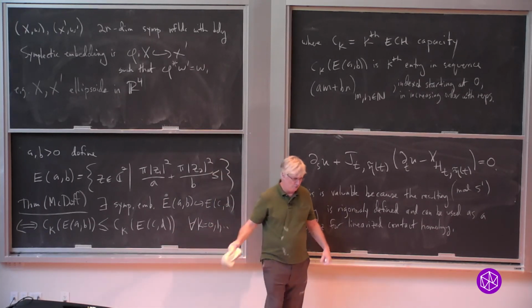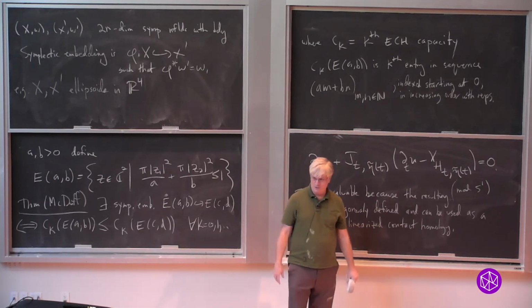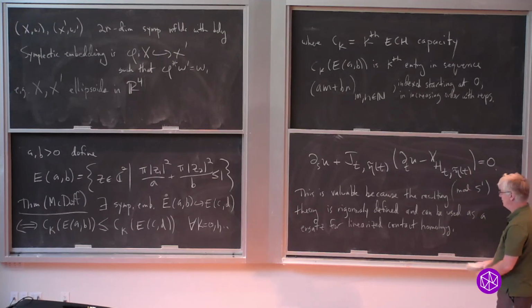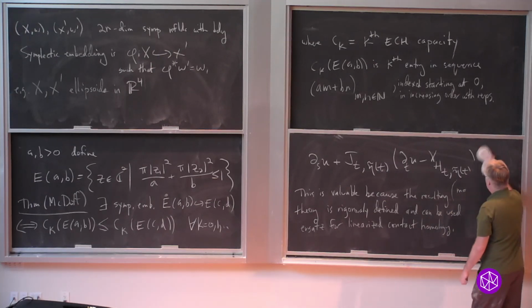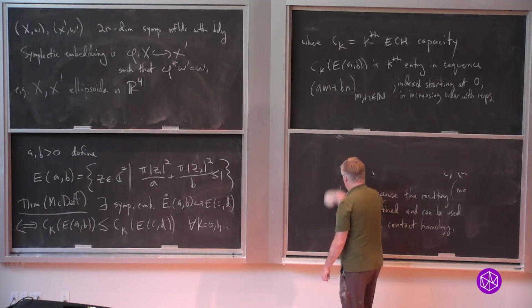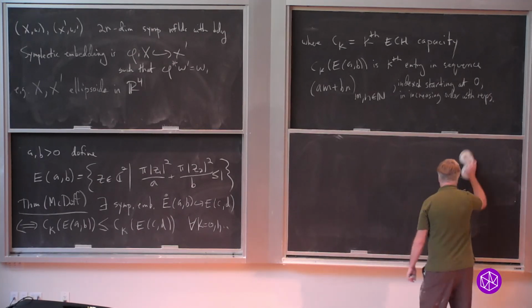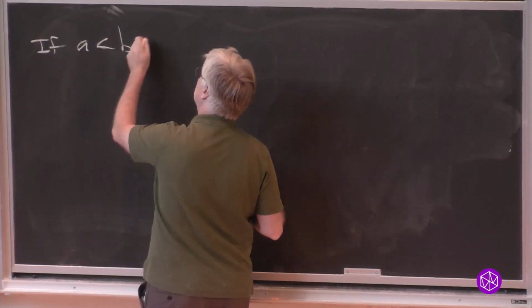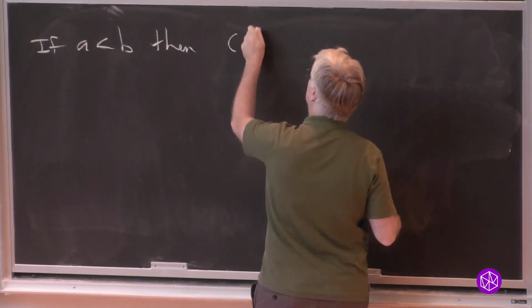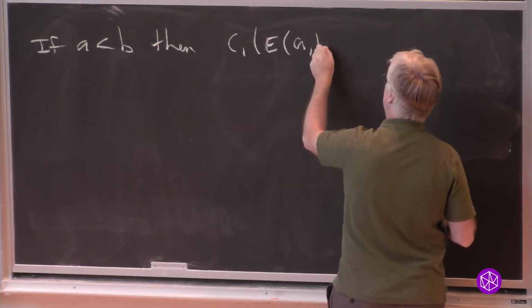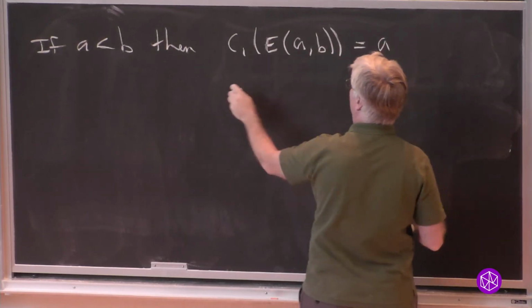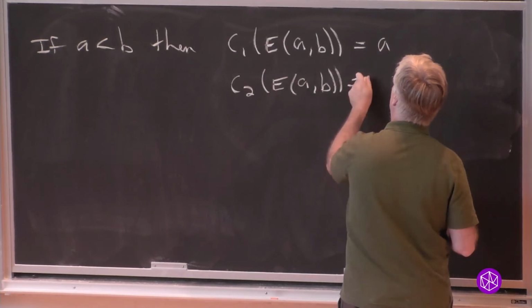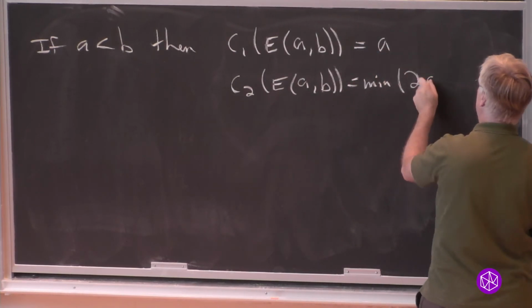If you want to actually check if that's true for all k, it's a little complicated, and there are some intricate combinatorial patterns that various people have worked out. For now, we just need to know the first two. If A is less than B, then c_1 of E(A,B) is A, and c_2 of E(A,B) is the minimum of 2A and B.